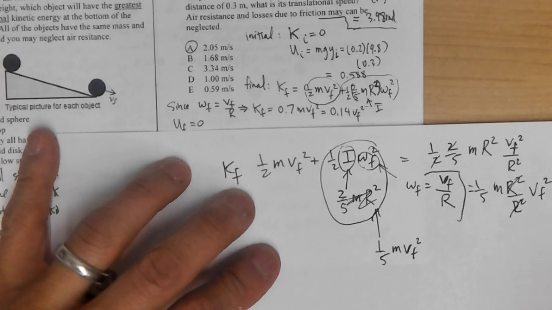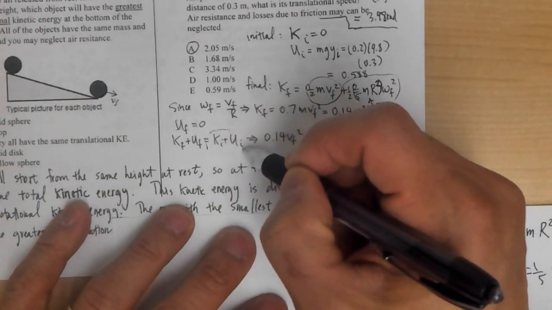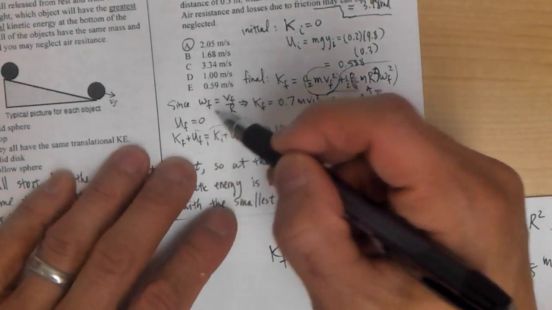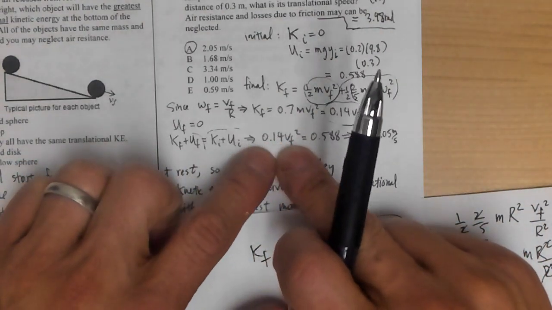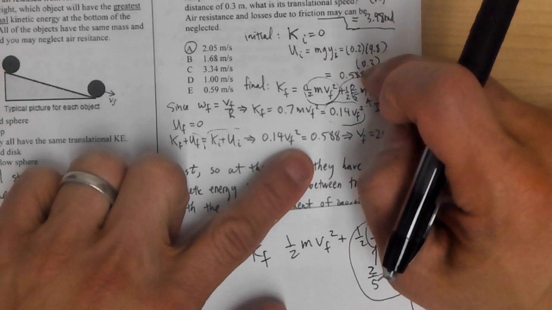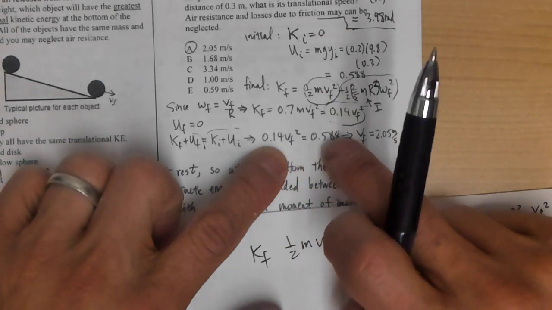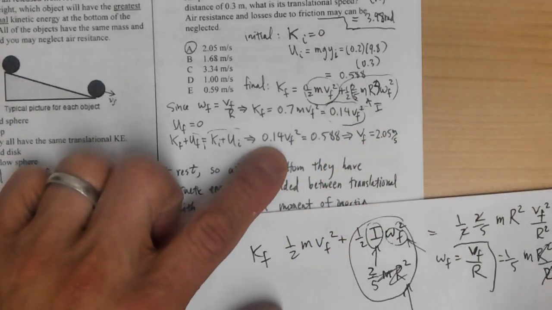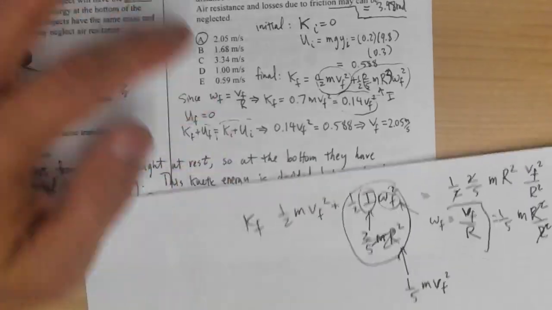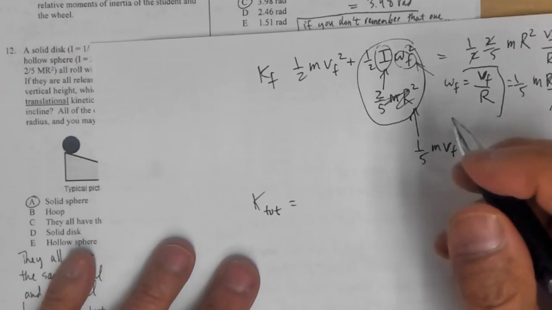Now we're set up to say K final plus U final is equal to K initial plus U initial. U final was 0, so we have 0.14 v final squared is equal to the K initial, 0, plus U initial, 0.588. So v final squared is equal to 0.588 divided by 0.14. You get v final as the square root of that, so it's 2.05. All right, so this is a little bit messy. Let me just review the key concepts. So one key concept is the total.